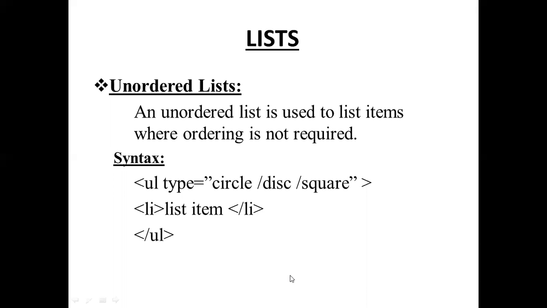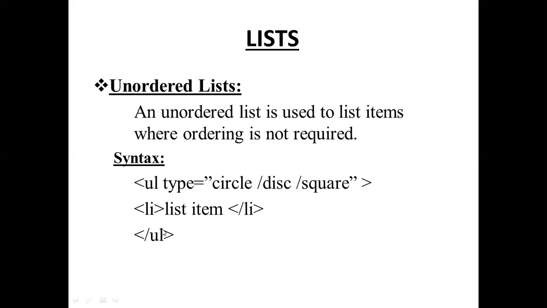And the first one is the unordered list. It is easy to list items where ordering is not required. Therefore, unordered lists are bulleted. Unordered lists are specified with the UL and /UL tags, so your UL opening tag and closing tag.